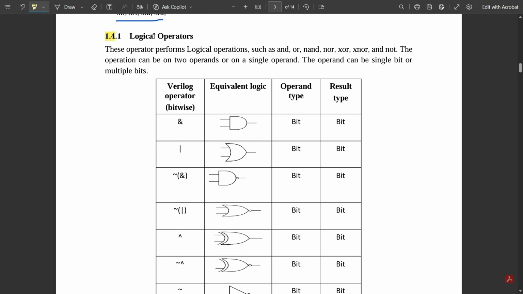Okay, so this is the heading, logical operators. So what do we mean by logical operators? You see here, these operators perform logical operations such as AND, OR, NAND, NOR, XOR, XNOR, and NOT gate. Okay, the operation can be between two operands or on a single operand. Okay, it would depend on the user input. However many inputs there are, the operation takes place with respect to that. Okay, it is not dependent on any particular number of inputs. The operand can be a single bit or multiple bits.